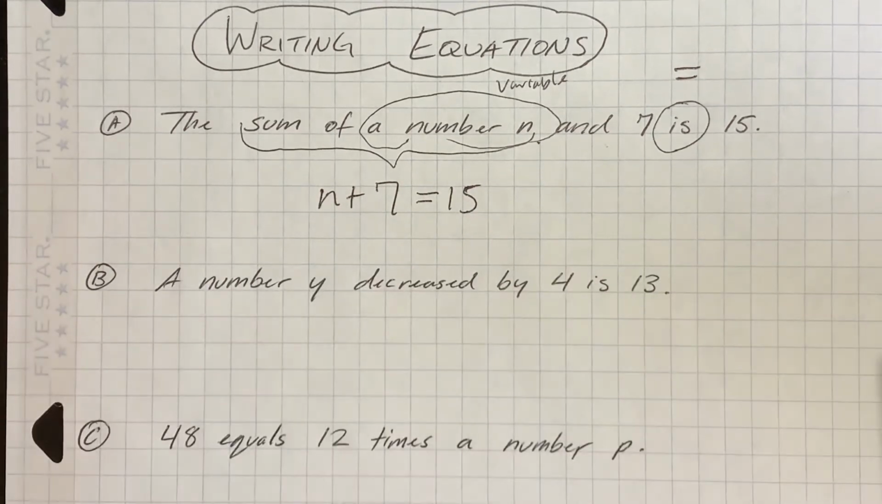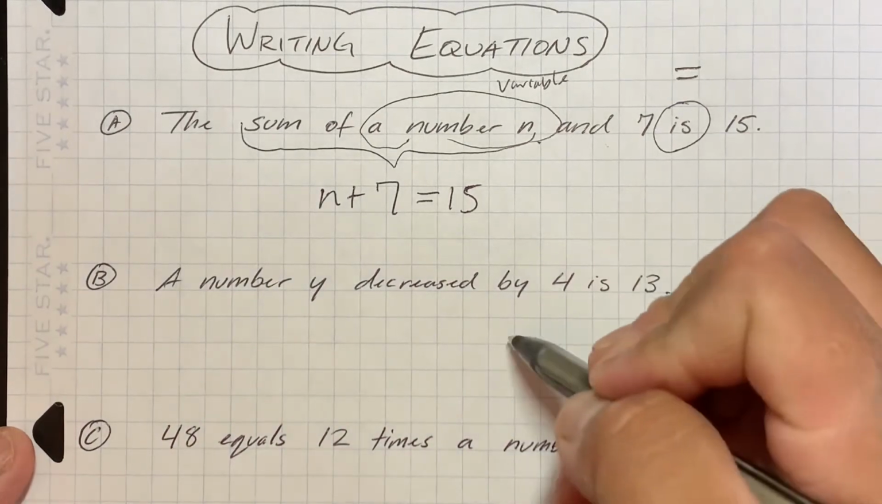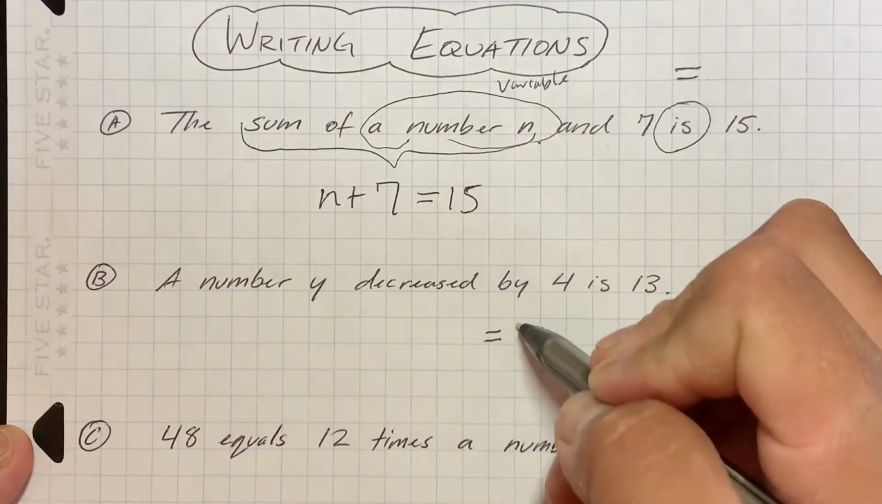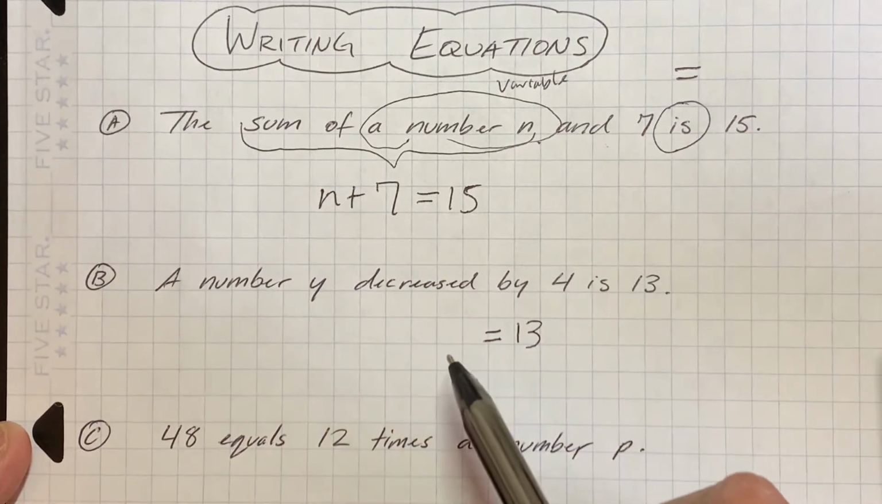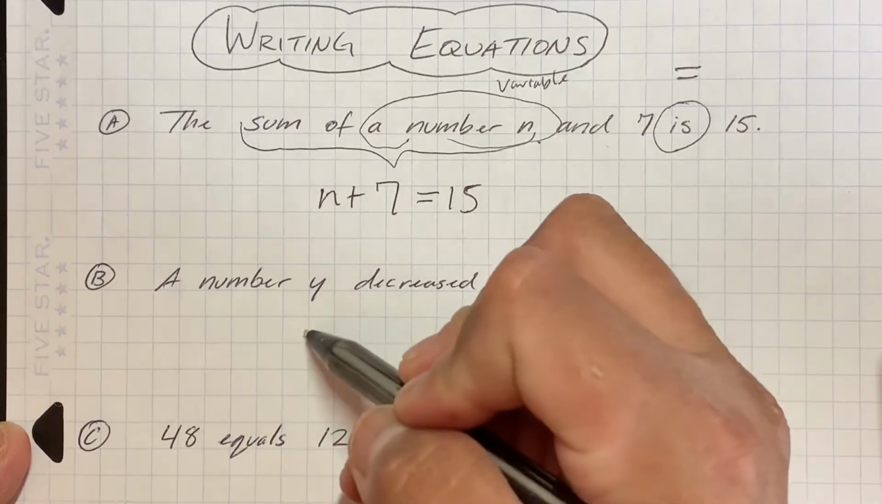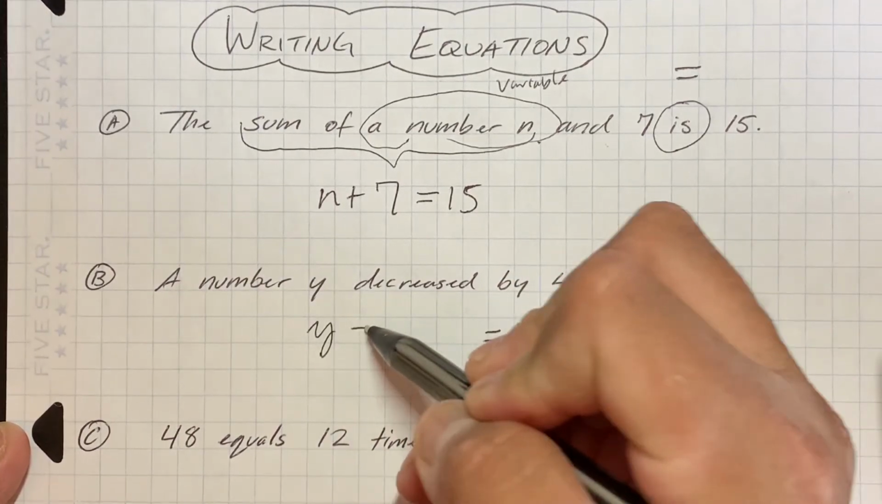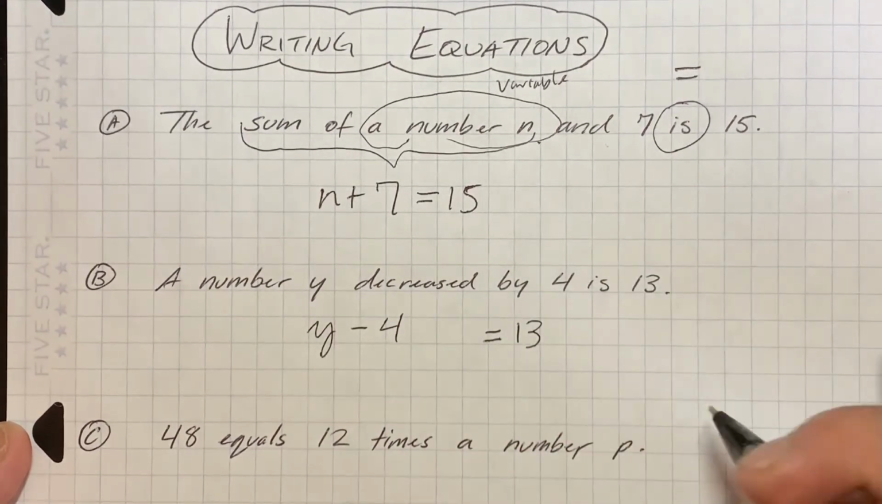Let's try that again. This one says a number y decreased by 4 is 13. Again, is tells you that's an equal sign, and 13 is the total. So whatever y is, we're going to decrease it by 4, and it's going to equal 13.